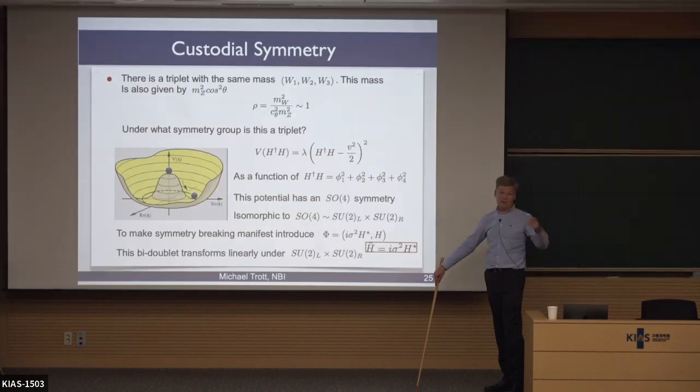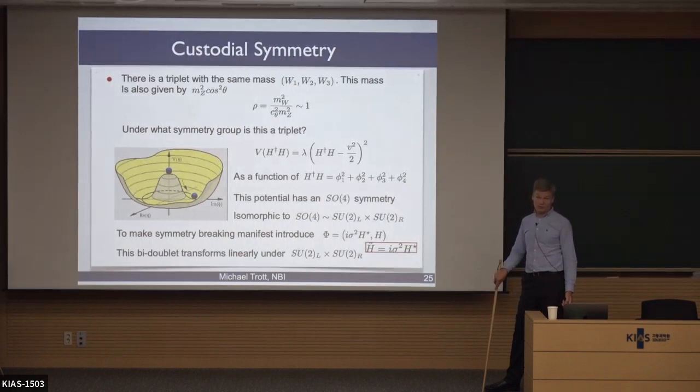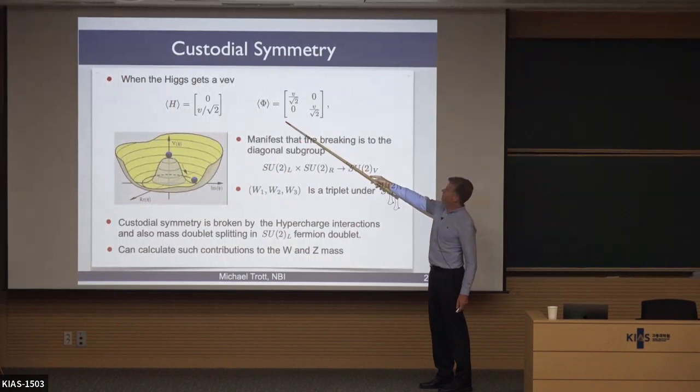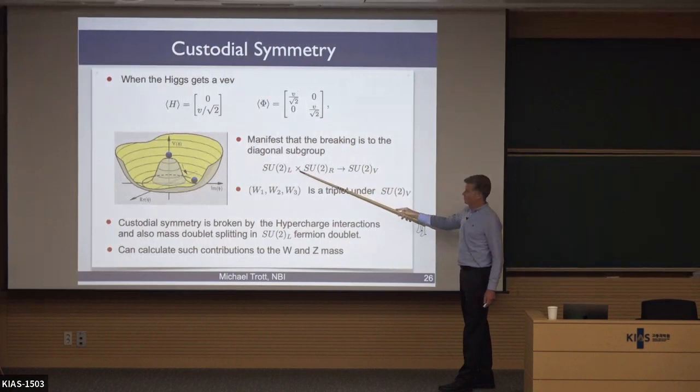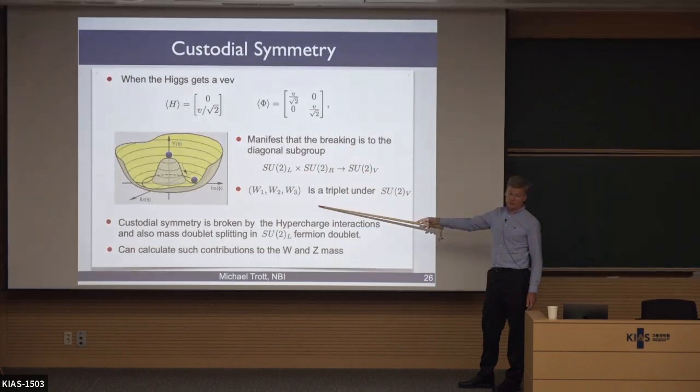That's why we introduce it and write it down this way. When you look at the vacuum expectation value in terms of this bi-doublet field, it's just aligned along the diagonal here. And this basically is going to break these two symmetries down to a vectorial subgroup. And that's exactly what these two W's are a triplet under. Okay, so that's what we call the custodial symmetry.